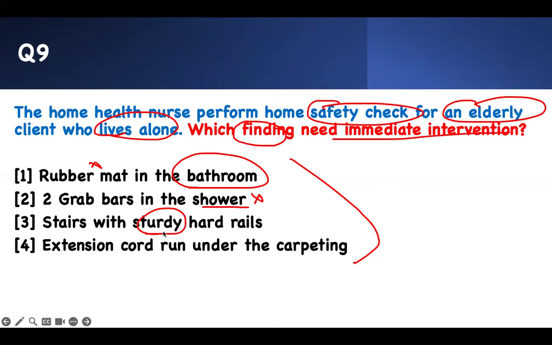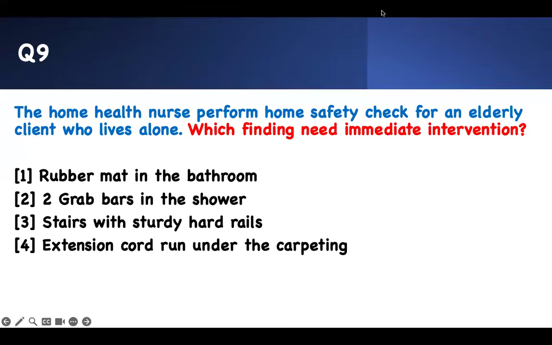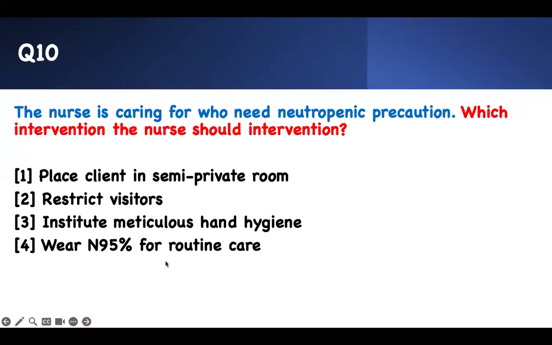Stairs with steady handrails, or you can say hand rails, are also good. Extension cord running under the carpet: there should be no wire running under the carpet. It can cause a fire, and you can trip on it. So this is screaming problem. So number 4 is the right answer.